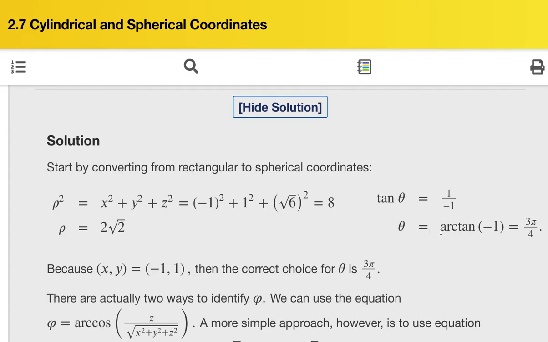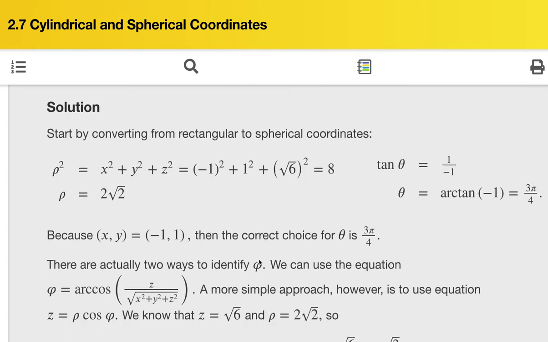And then we have rho, theta, and phi. Phi is always the arc cosine, or cosine inverse, of z over rho. Rho is already calculated. Z, we have z here, and x squared plus y squared.